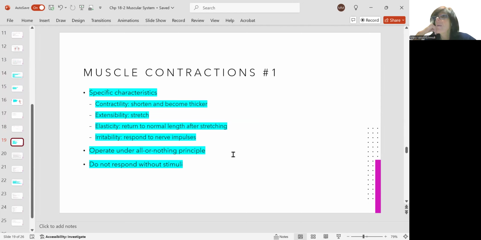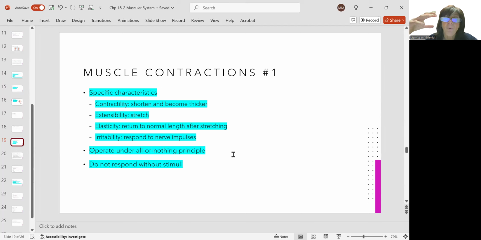Muscle contractions. Muscles have contractility, and that gives them the ability to shorten and lengthen and become thicker. Extensibility, that's the stretching. Elasticity, they are very elastic. They can return immediately back to normal after you stretch them out. And irritability doesn't mean they're in a bad mood. It just means that they're able to respond to the impulses of the nervous system.